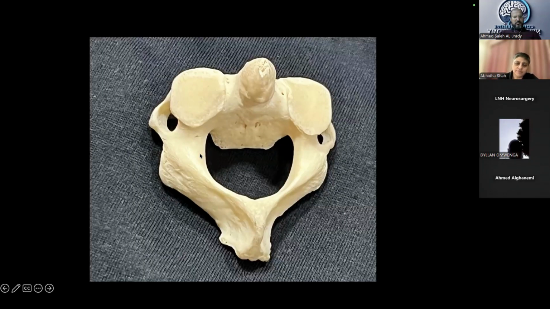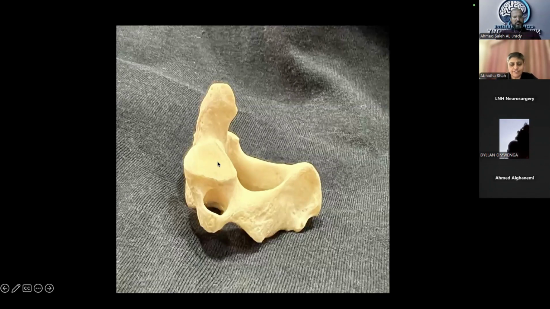Then the other important part is the facets of C2. They are not in line. If you see in the subaxial spine, the facets of the cervical vertebrae sit on each other. But in C2, they are anterior and posterior. They are not in one single line, and they are connected by this bone that is the pars. Here you can see the foramen transversarium occupying a part of the superior facet of C2, and this is the thick C2 spinous process.